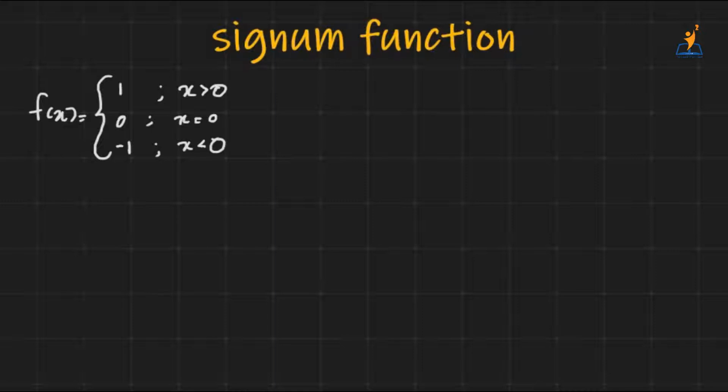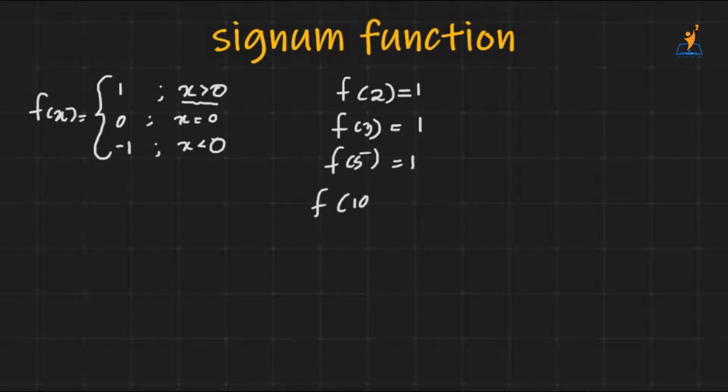For example, suppose that we are asked to find f of 2. We know that the output value is 1 for all input values which are greater than 0. So f of 2 is nothing but 1. Similarly, f of 3 is also a positive input, so f of 3 must be equal to 1. Similarly, f of 5 is equal to 1, or f of 10.2 is equal to 1, etc.